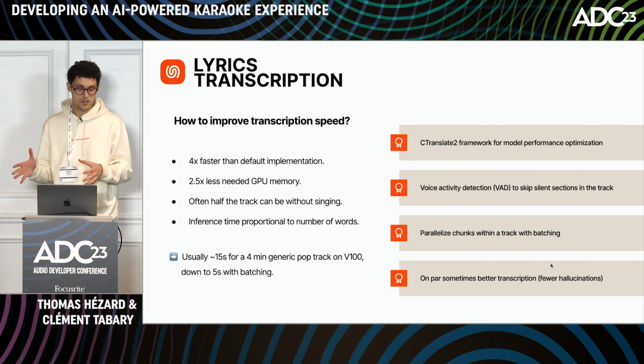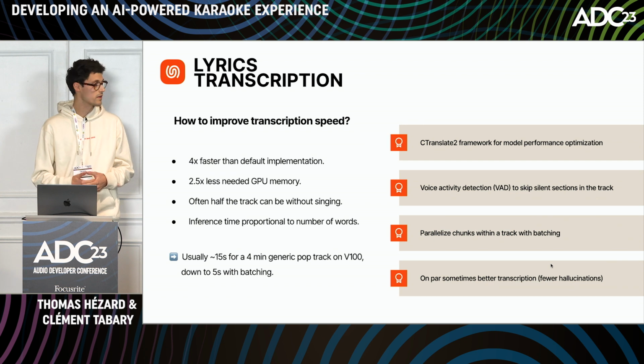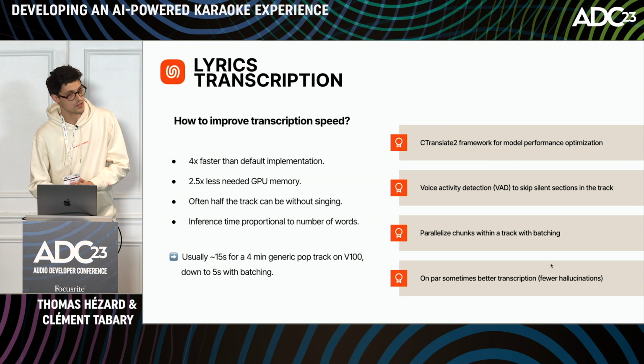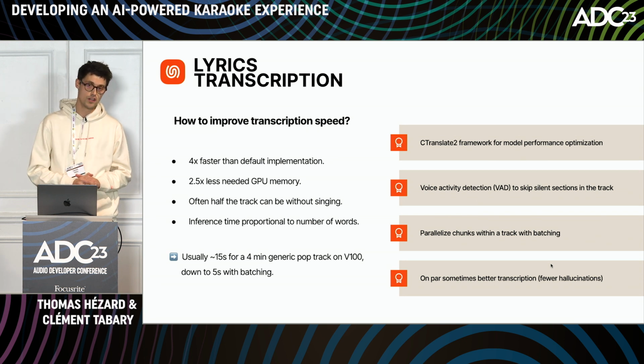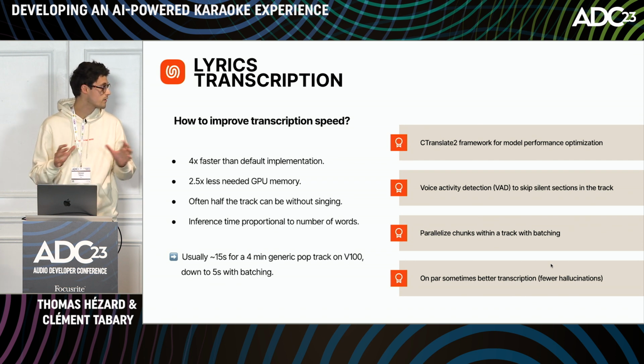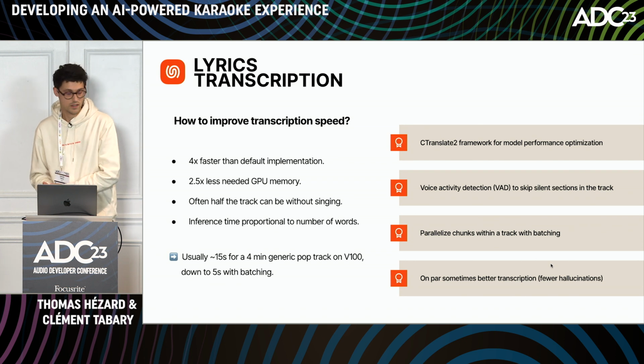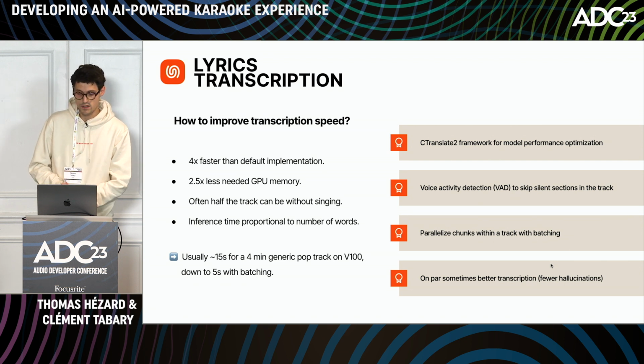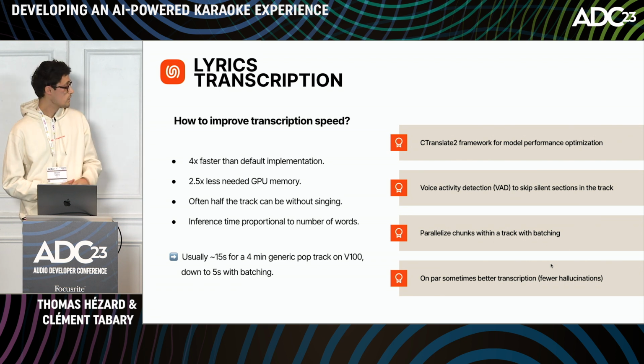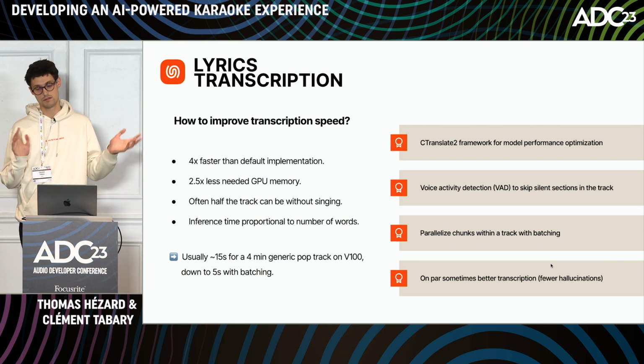So on top of that, we can parallelize audio chunks, so we can do batching, and that makes inference even faster. Also, we have voice activity detection to skip all the silent sections of the track. So we can just get rid of those non-salient parts and focus on the meaningful vocal sections. So in the end, we ended up with a 10x speedup without losing transcription quality. With batching on our best GPU setup, we have less than 5 seconds for a typical 4-minute track.